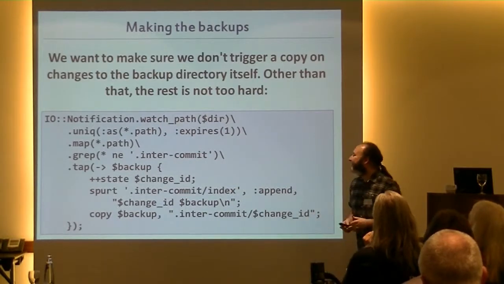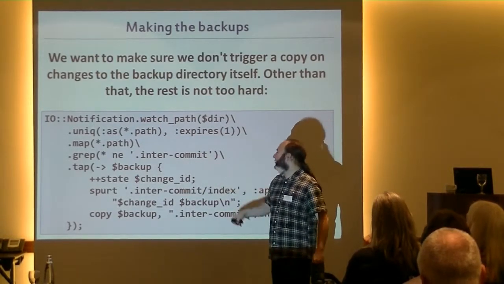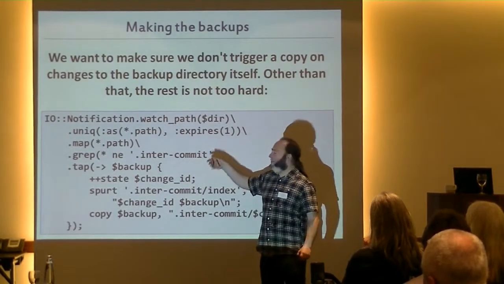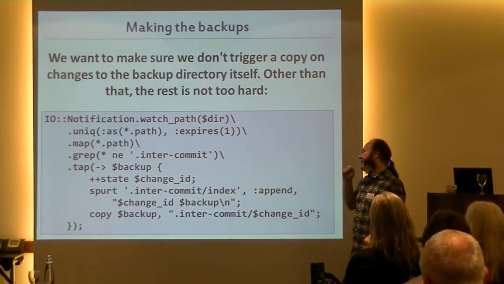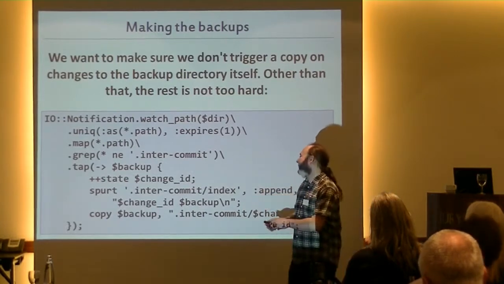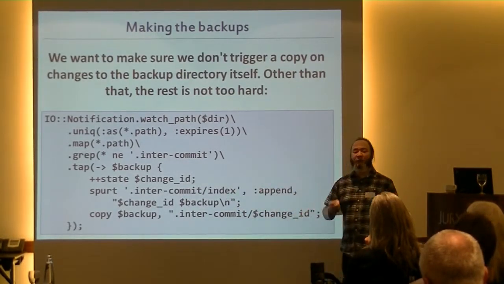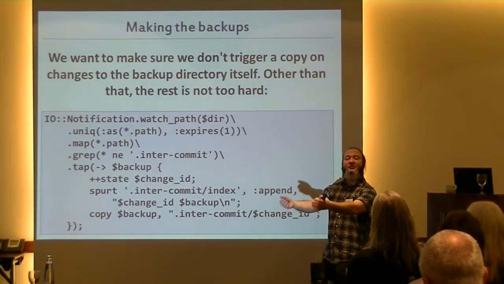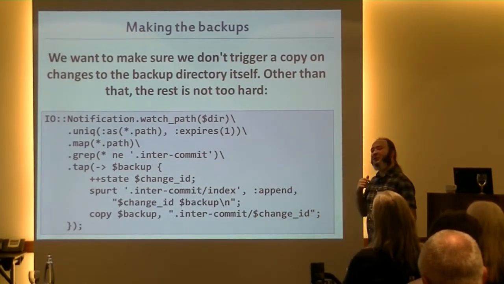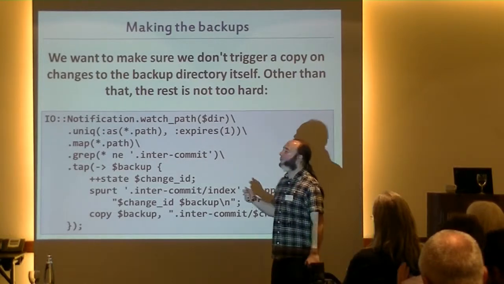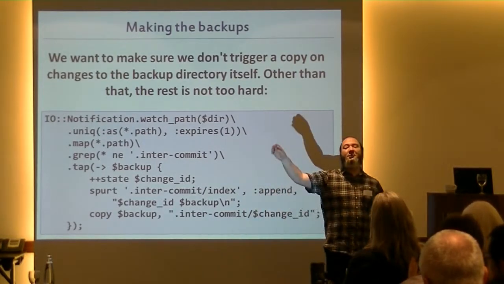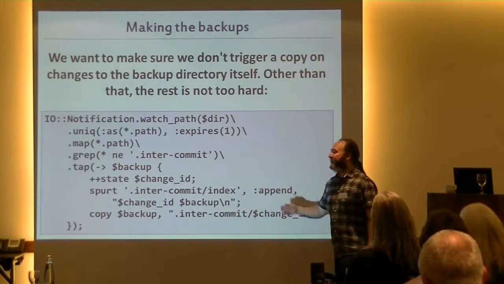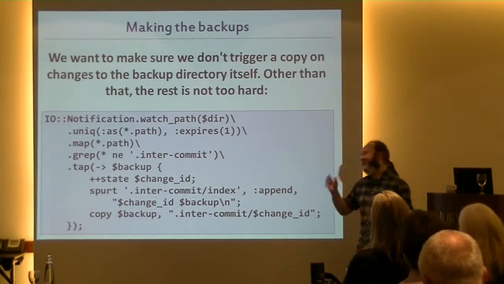And then what we can do is tap that supply. And here, we'll increment this change ID, a number that we increment there. And I have a little index file that keeps track of all the backups I have. Slurp, you maybe know, reads a whole file into memory at once. We searched long and hard for a non-disgusting word for getting stuff into a file. We rejected spew, we rejected spit, and we ended up with spurt, which of course is completely innocent.